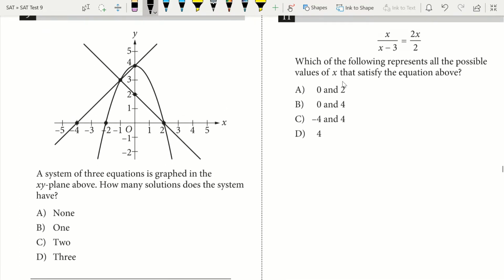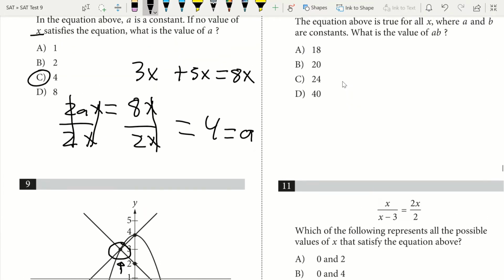A system of 3 equations is graphed in the xy plane. How many solutions does the system have? Alright, well, a solution for these 3 equations is going to be where they all equal each other. So I'm looking for a point where they all intersect, and that only occurs at one point, which is right there where I circled. That's the only point where all 3 equations intersect, so my answer will be 1, which is answer choice B.